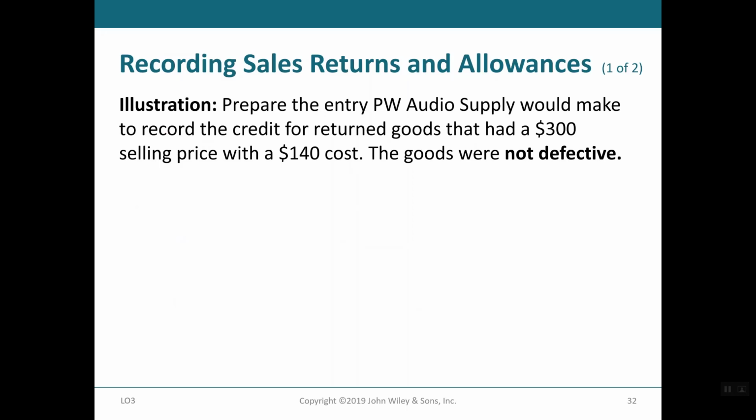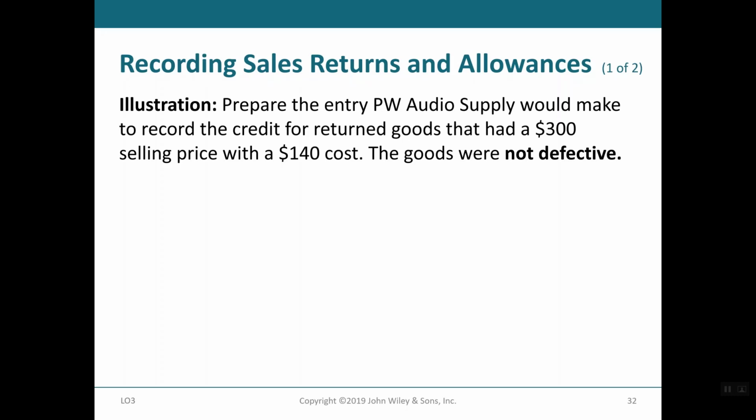So prepare the entry for PW Audio Supplies that they will make to record the credits for returned goods that had a 300 selling price with a $140 cost. So you see that each time the seller sells the goods, they tell us what the sales is, and they tell us what it costs them, because for each sale or each purchase under the perpetual system, we are taking into account the cost of goods sold.